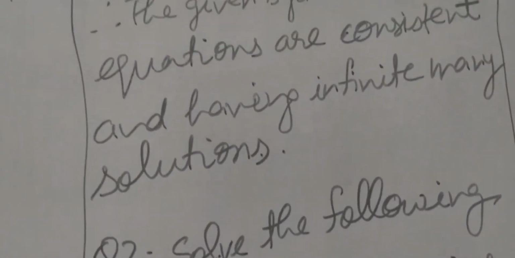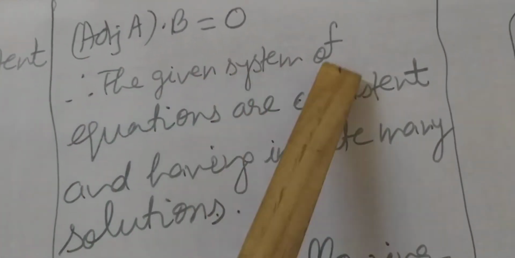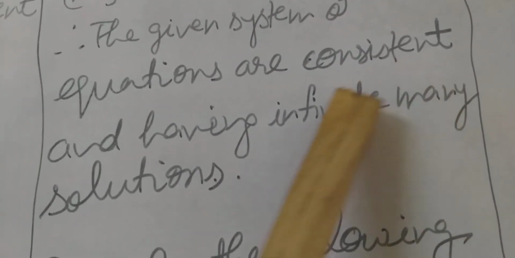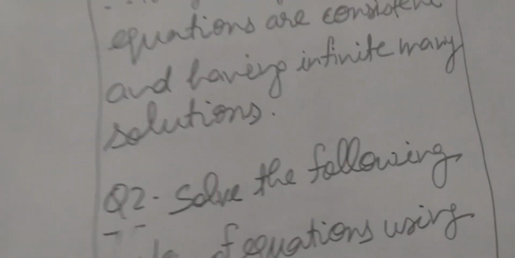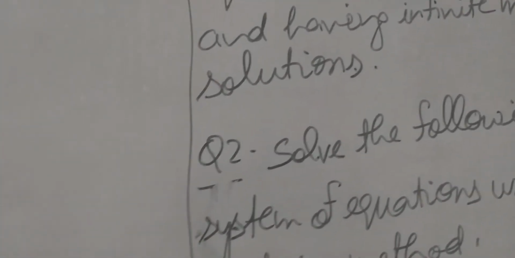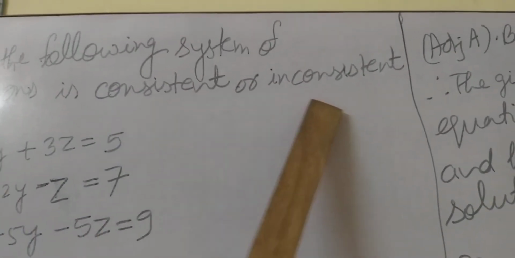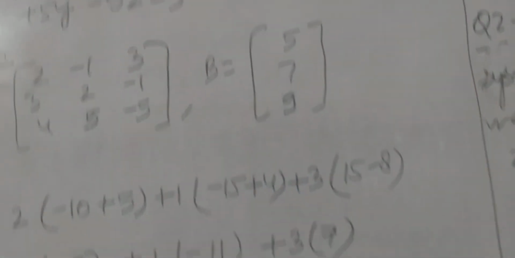So yesterday I discussed the rules with you. Adjoint A dot B is coming 0. It means the given system of equations is consistent and has an infinite number of solutions. Okay, students. So we have to find out whether the given system is consistent or inconsistent. Okay, students. So this is the method.